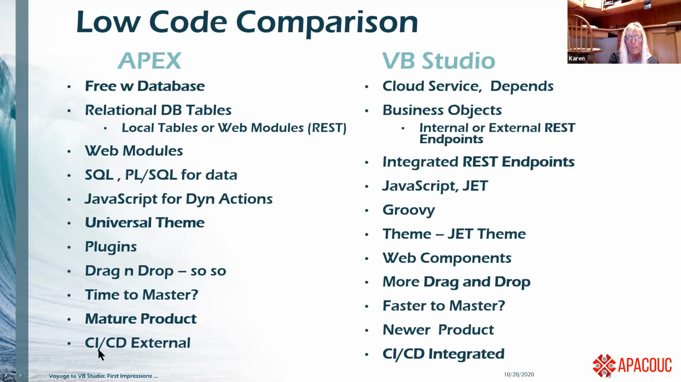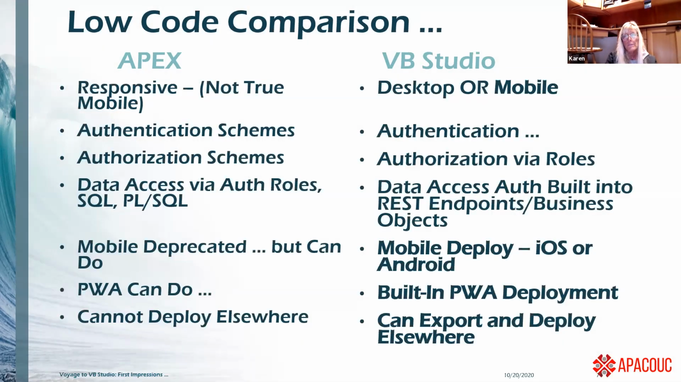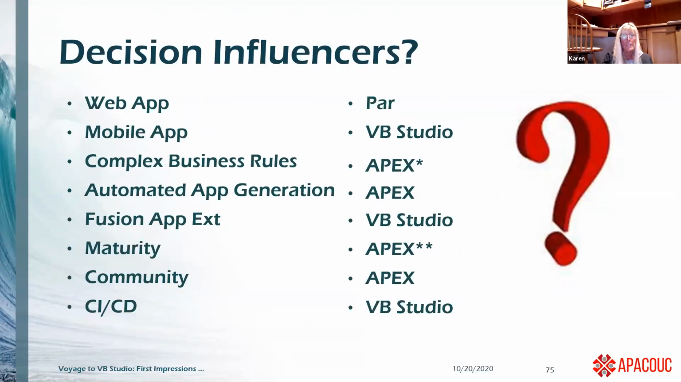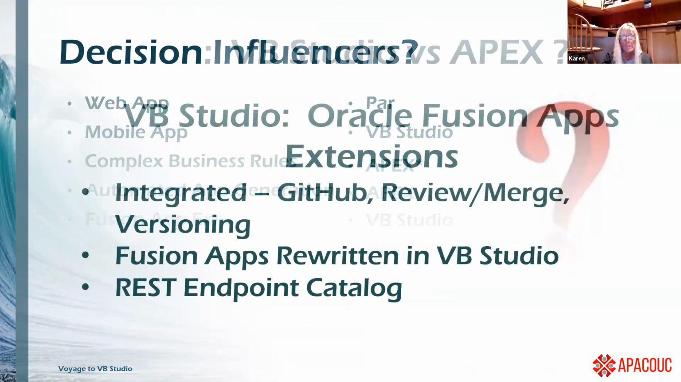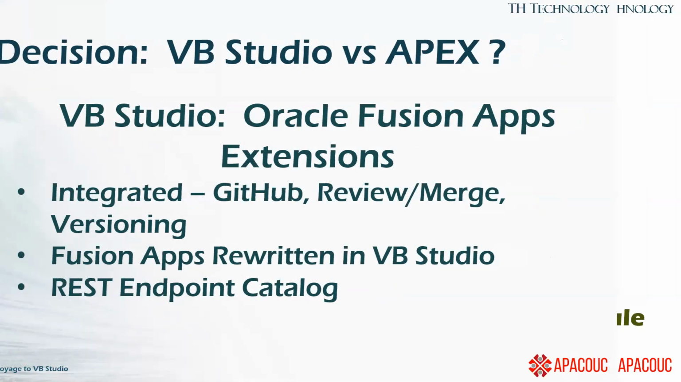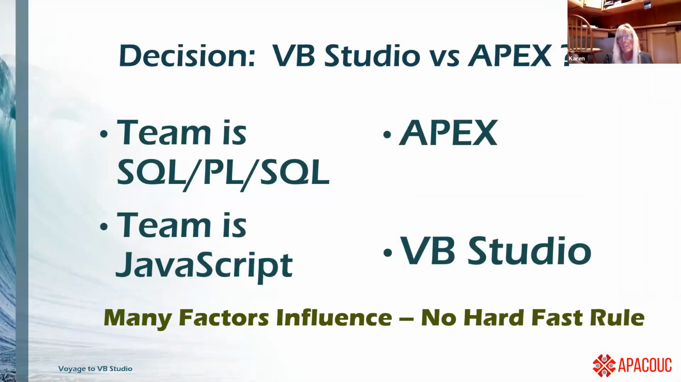Apex doesn't have that CI/CD, that lifecycle stuff built in. It does have team development. Visual Builder Studio does. Big difference there. Apex gives you a responsive app; Visual Builder Studio gives you a true mobile progressive web app with a click. And I can deploy my Visual Builder apps elsewhere, in an Apache Tomcat, wherever that may live. With Apex, I'm stuck in an Oracle environment. So which is better? If you're doing Fusion app extensions, this is the natural way to go. If your team is all SQL, PL/SQL, you may want to go Apex.